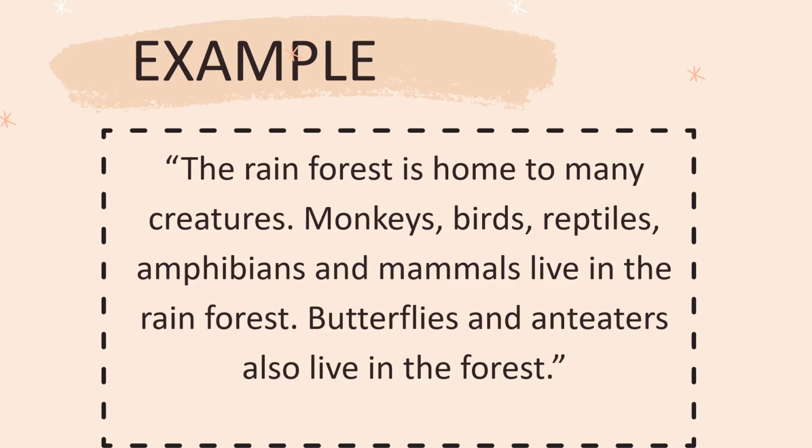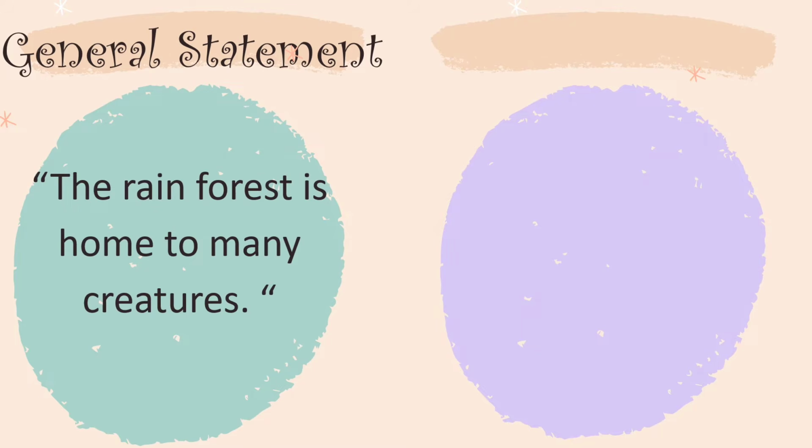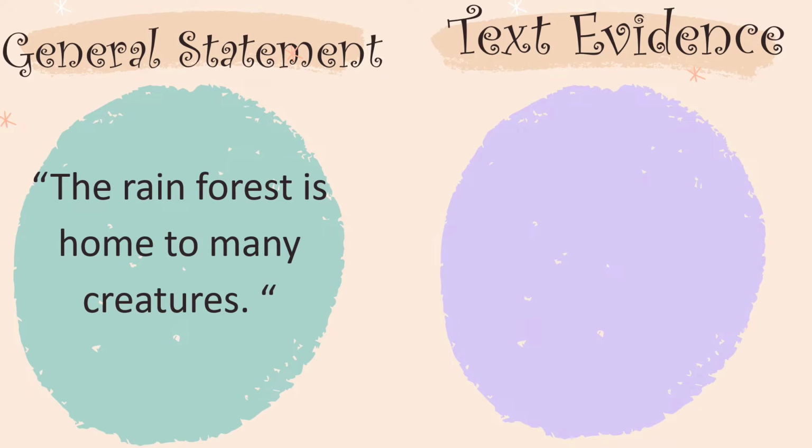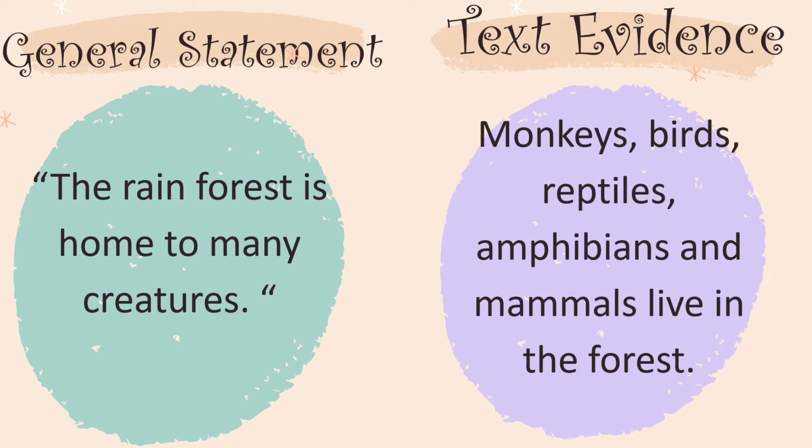Now, let me give you an example. The rainforest is home to many creatures. Monkeys, birds, reptiles, amphibians, and mammals live in the rainforest. Butterflies and anteaters also live in the forest. Now, let's examine the general statement and the text evidence. For the general statement, the rainforest is home to many creatures, while the text evidence that supports this claim is monkeys, birds, reptiles, amphibians, and mammals live in the forest.